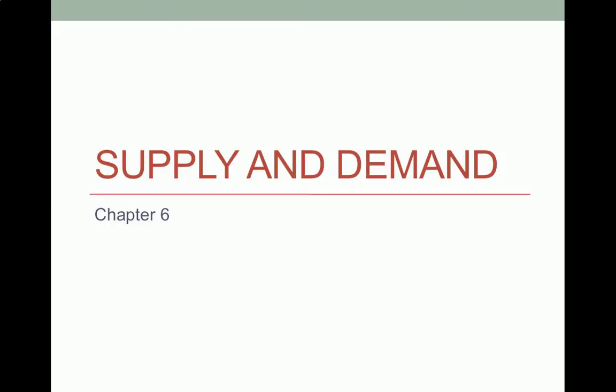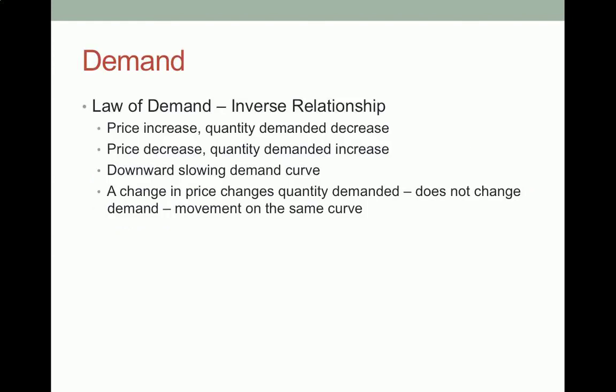Okay, we've been doing supply and demand separately up until this point, and so now what we're going to do is put these two together. Just a little review. The law of demand: make sure you remember that there is an inverse relationship, that price and quantity go in opposite directions. That's why the curve is downward sloping.